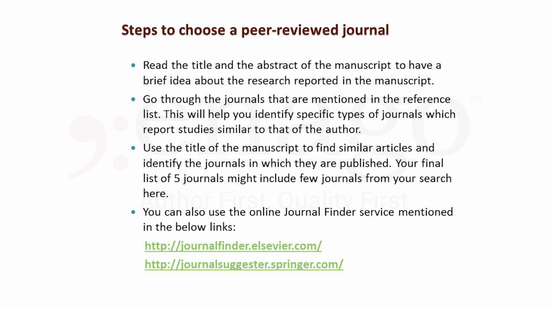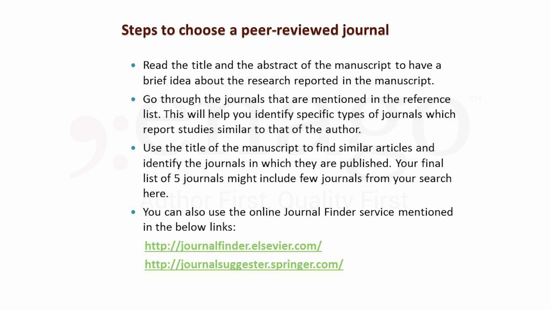Like I said earlier, you need to read the title and abstract of the manuscript to have a brief idea about the research reported in the manuscript. Go through the journals that are mentioned in the reference list. This will help you identify specific types of journals which report studies similar to that of the author. Use the title of the manuscript to find similar articles and identify the journals in which they are published. Your final list of 5 journals might include a few journals from your search here.